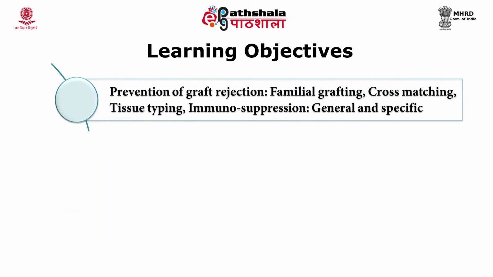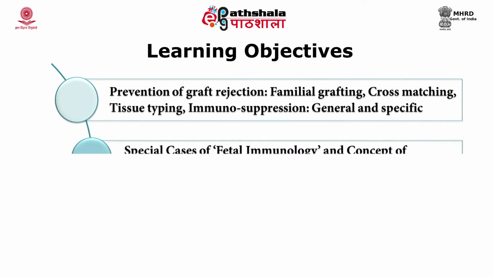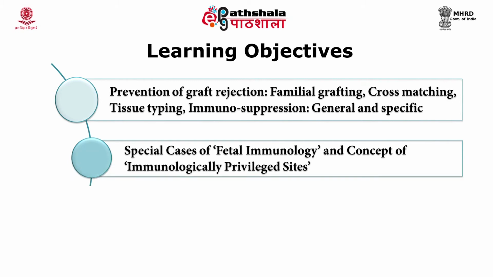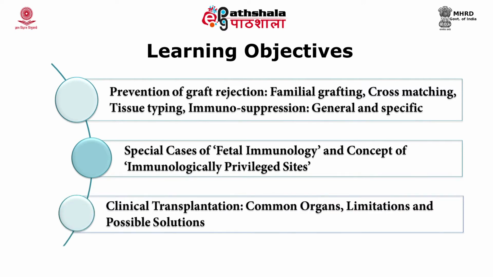After that, we will go for various prevention mechanisms which we can adopt to at least minimize the rejection procedures. After that, we will discuss some special cases of, say, fetal immunology and the concept of immunologically privileged sites. After that, we will briefly discuss the various organs which are in common transplantation cases, what are the limitations behind them and what are the possible outcomes which we can adopt.